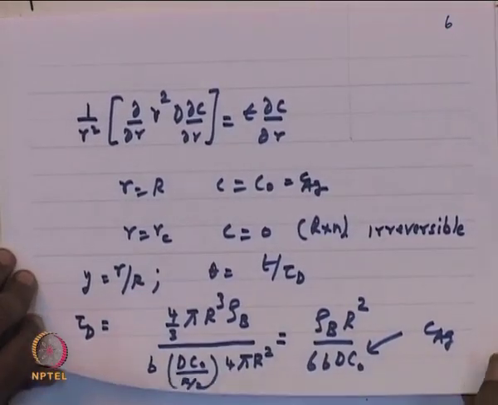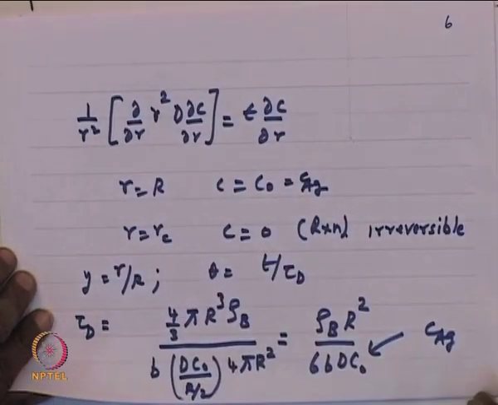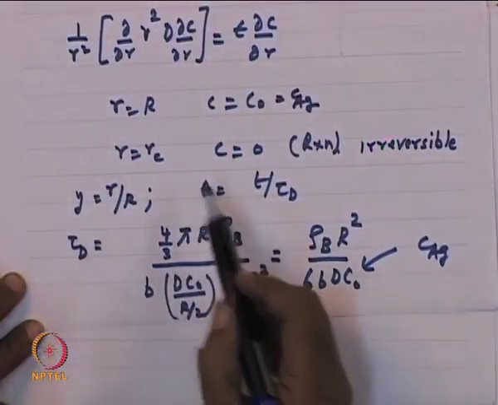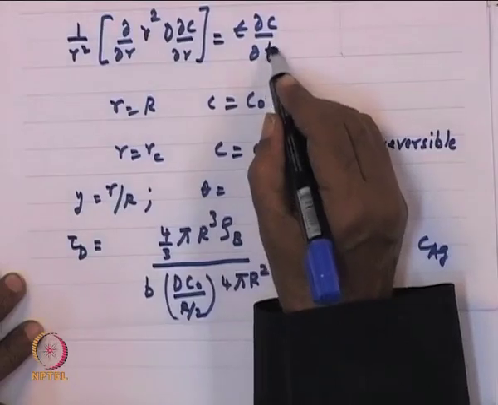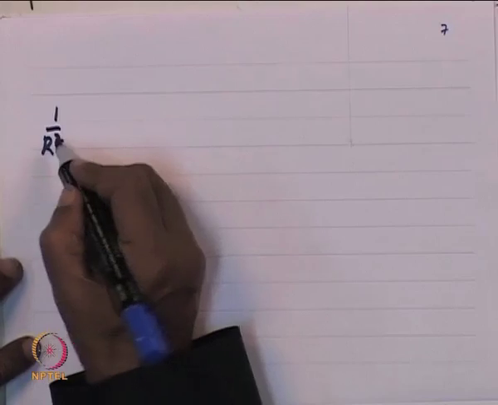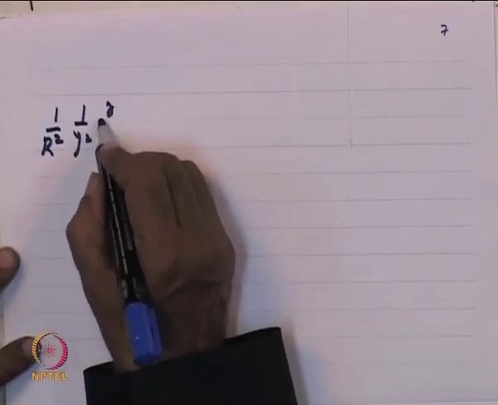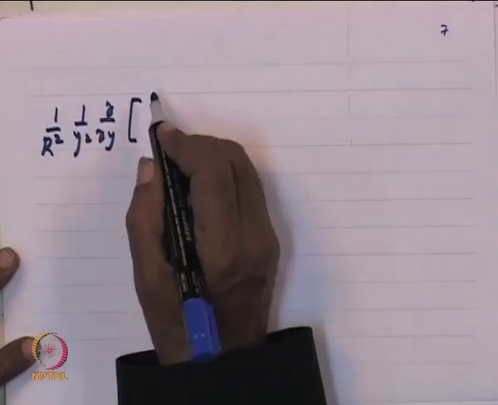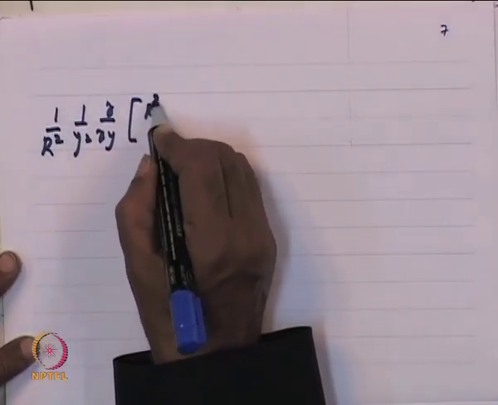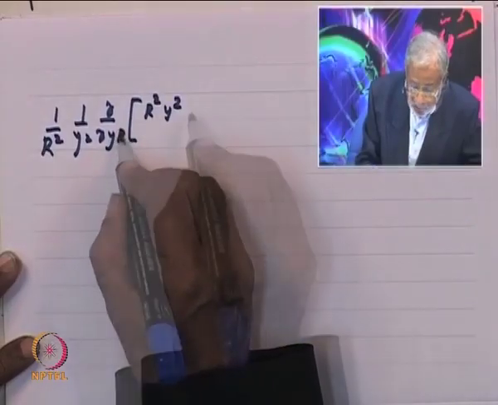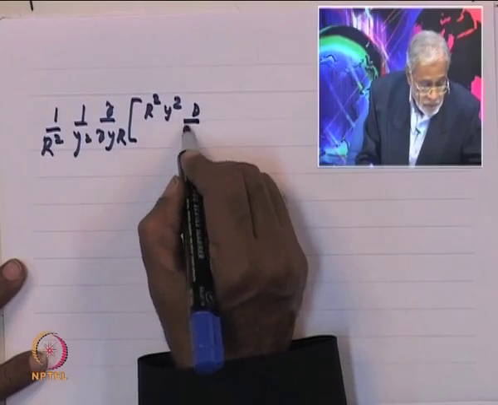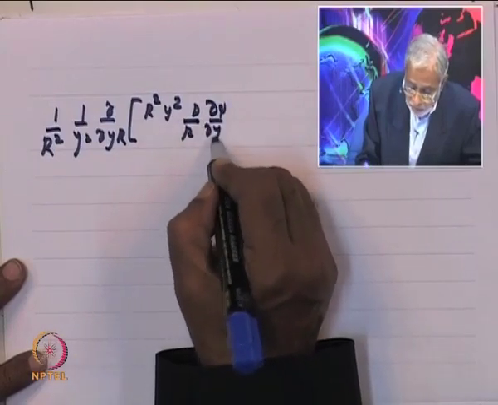So, with this non-dimensionalization, our diffusion equation can be simplified. So, let us do that now. Let us simplify the diffusion equation. Please recognize that I am going to replace this r in terms of y, and replace time in terms of theta. Okay. So, when I do that, we get 1 by y squared, del by del y within brackets of r squared y squared d by r del psi by del y.